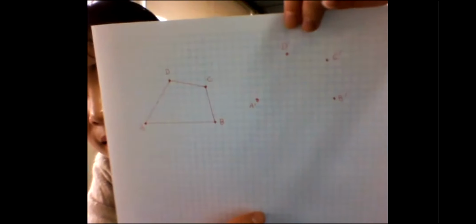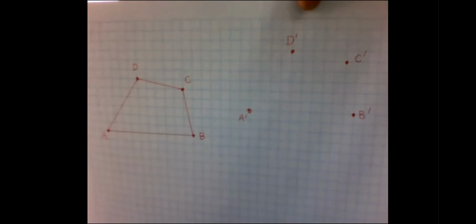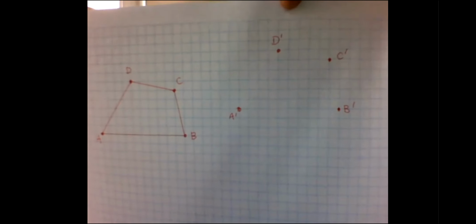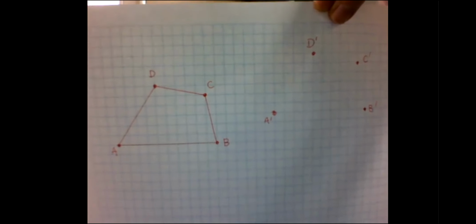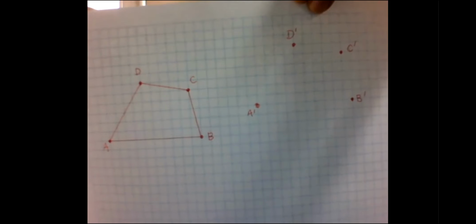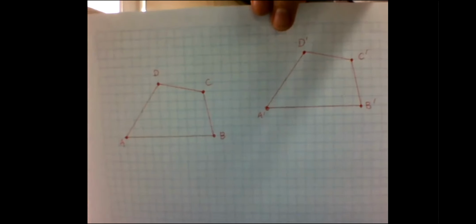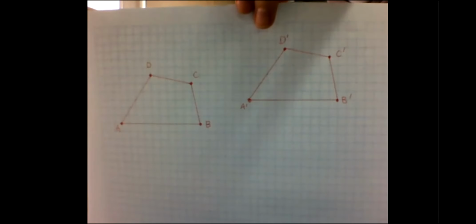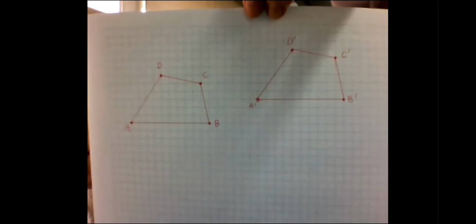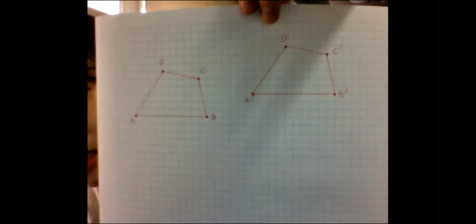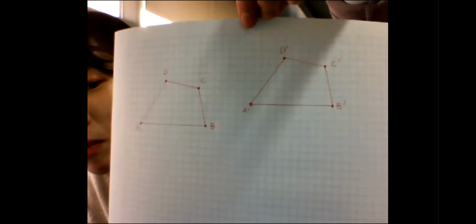And they are all A prime, B prime, C prime, and D prime. The points are all primes because they represent the image of the pre-image. We're going to connect the points to finish our copy of this shape. Now do you see the image and the pre-image? They should have the same points at the same position with the same side length because we counted the distance.